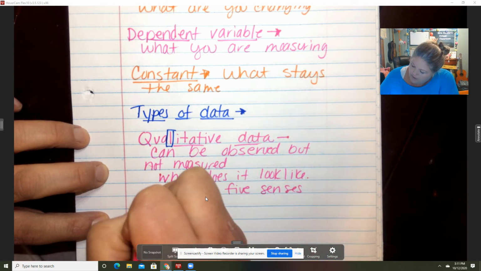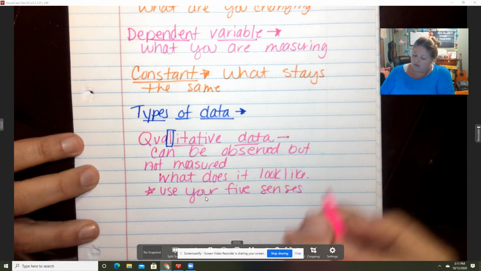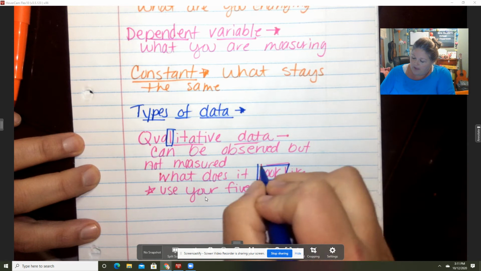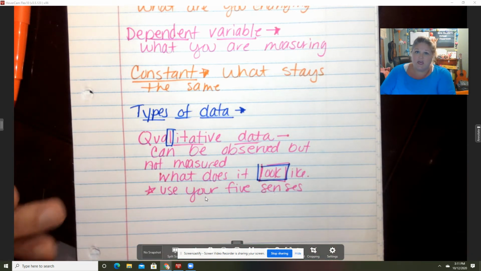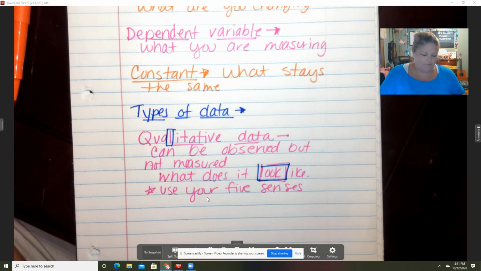Okay. So you're going to use your 5 senses. Qualitative, the looks. Okay, so we boxed in our L because of the looks. So qualitative, what does it look like? You can also use what does it feel like? What does it smell like? What does it sound like? But you get the idea. We're going to use our senses.